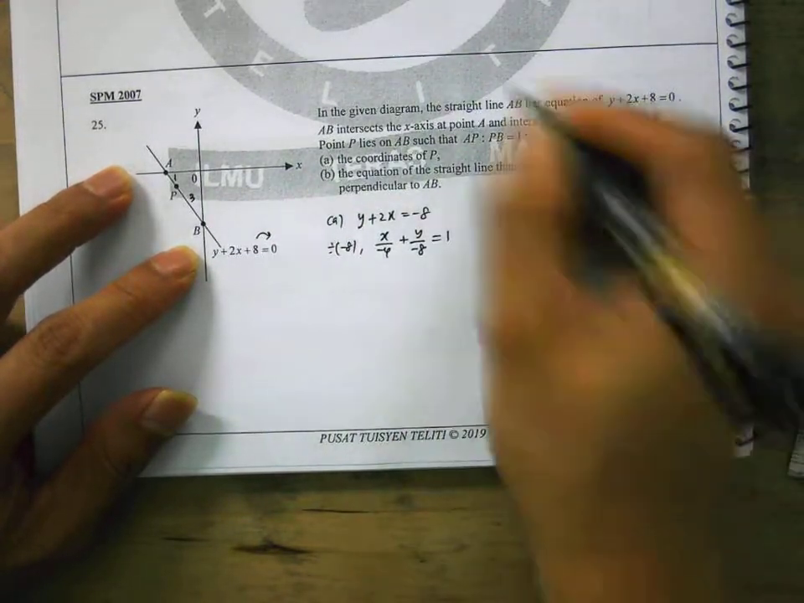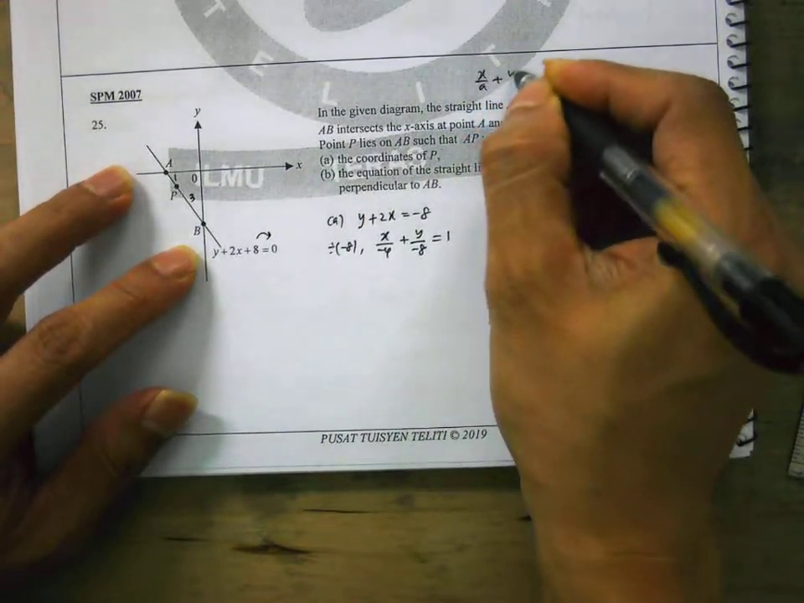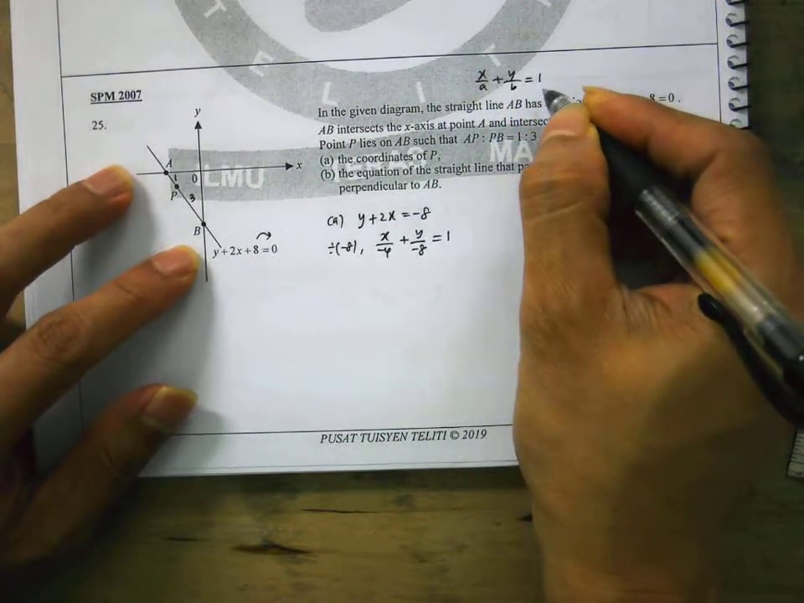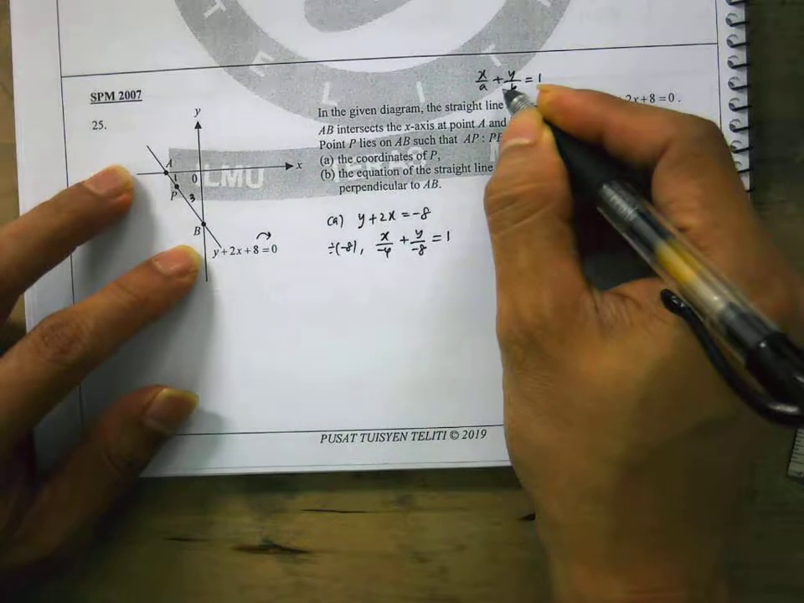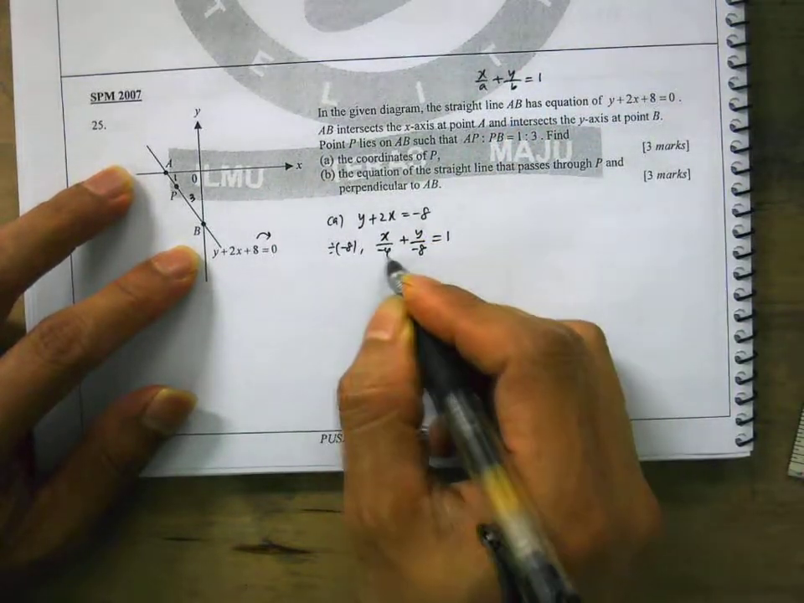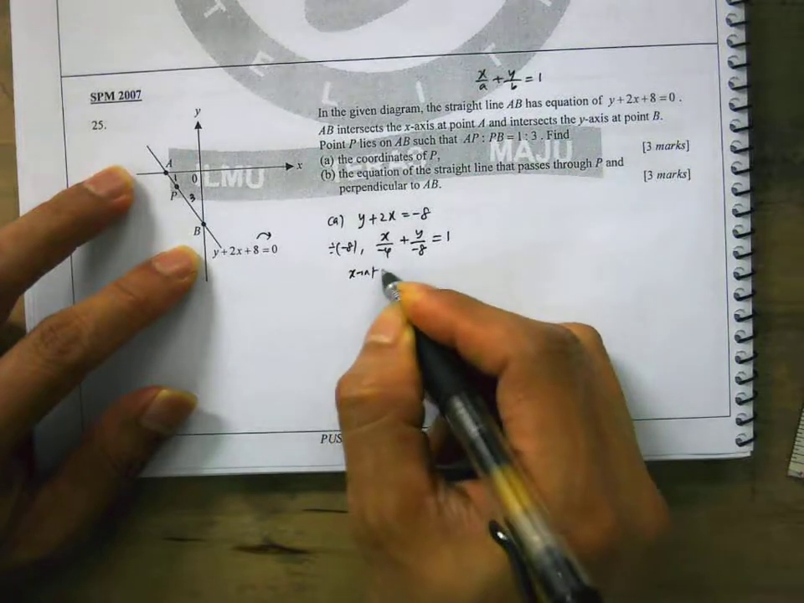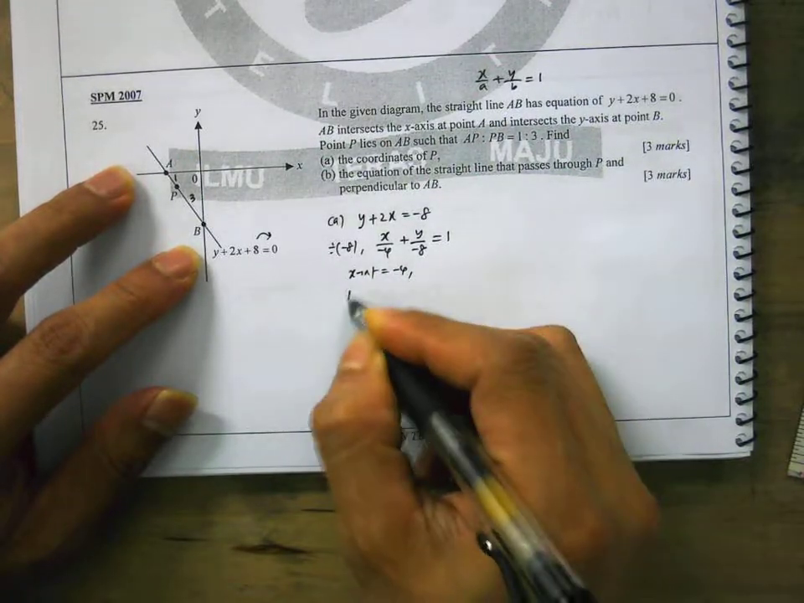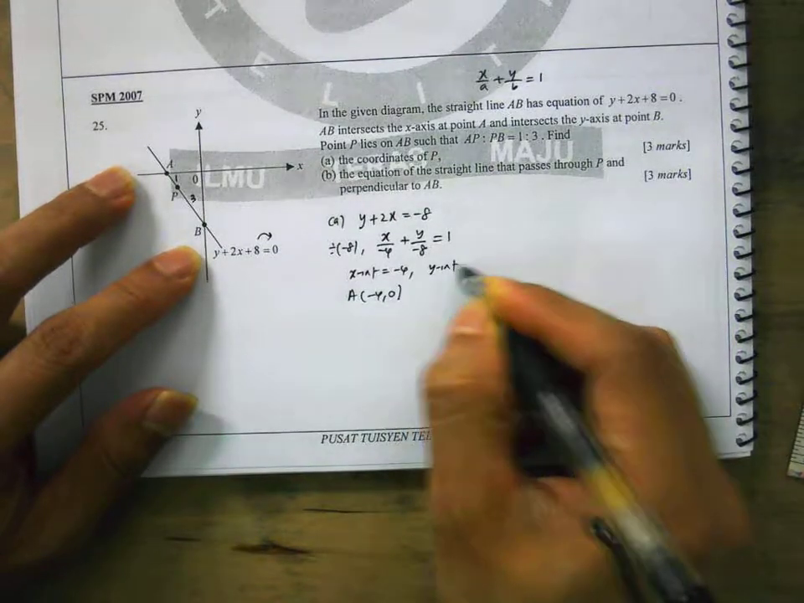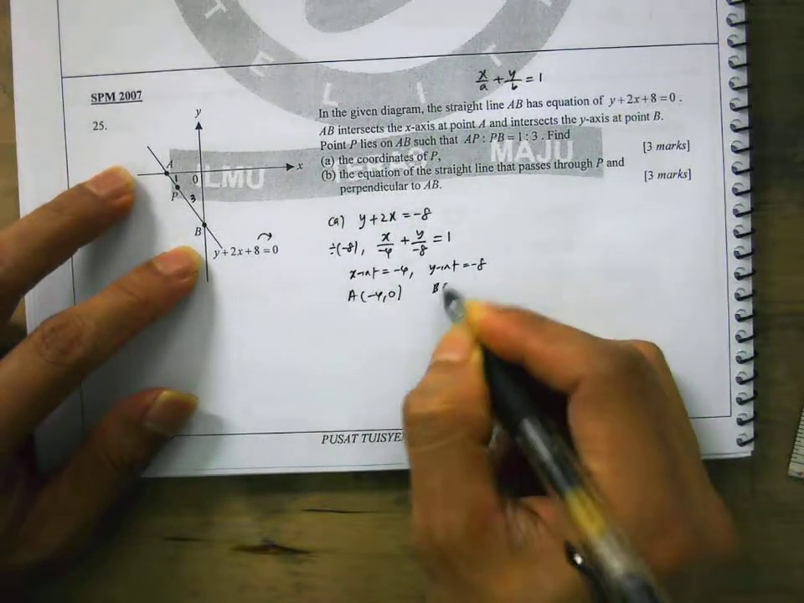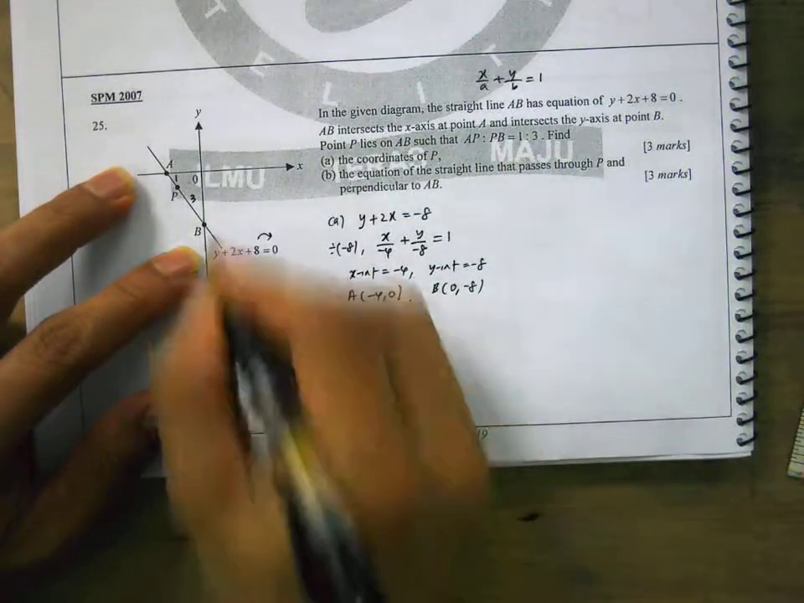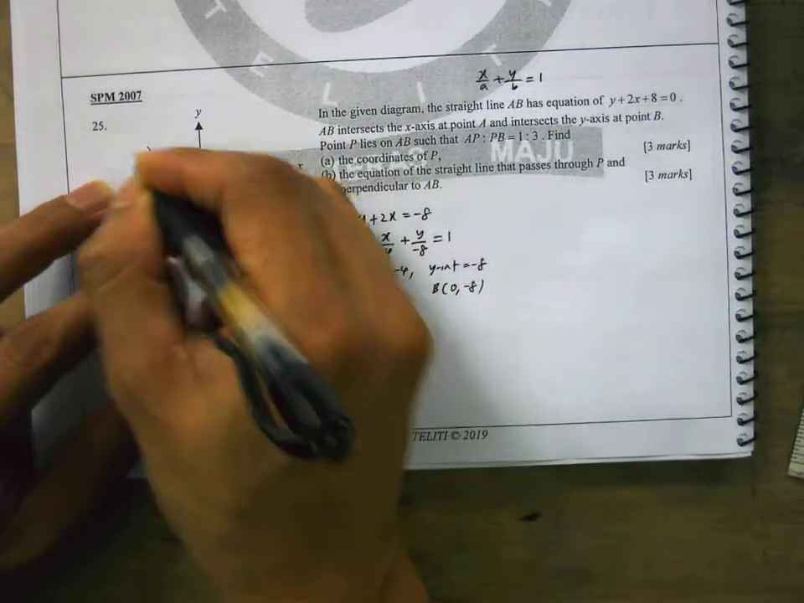Remember, x over a plus y over b equals 1. This must be exactly 1, positive, and this must be a plus. So that's why I put x first, y later. I can see clearly that my x-intercept is -4, so A is (-4, 0). My y-intercept is -8, so B is (0, -8). Not difficult, right? With that, maybe I write here for you, (-4, 0).